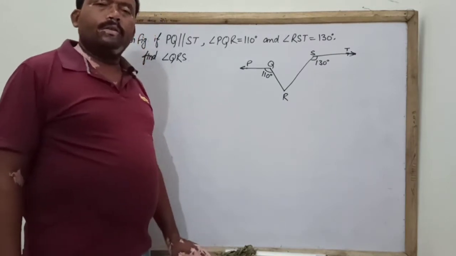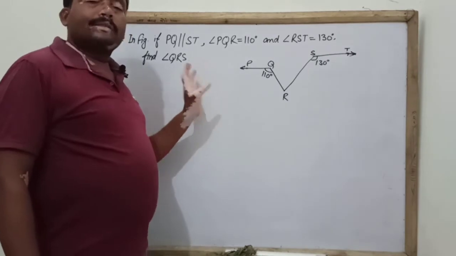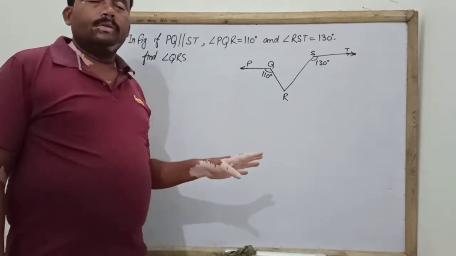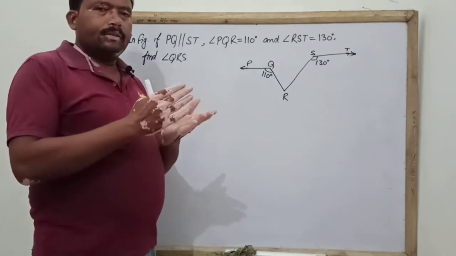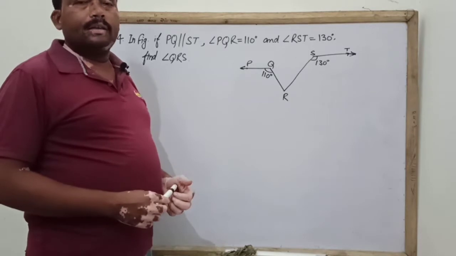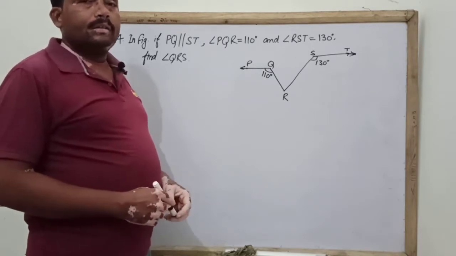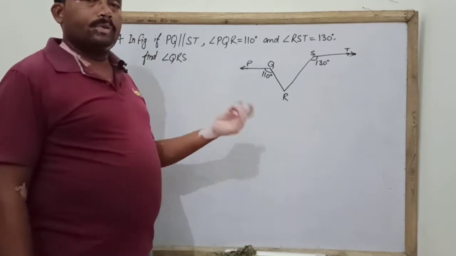So now we are going to study exercise 6.2, in which we were studying the numericals of exercise 6.2, and we had studied three numericals of this exercise. Now we move to the fourth one.